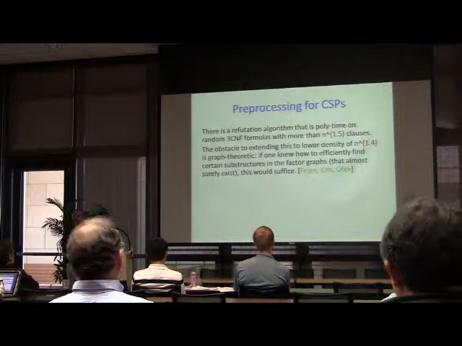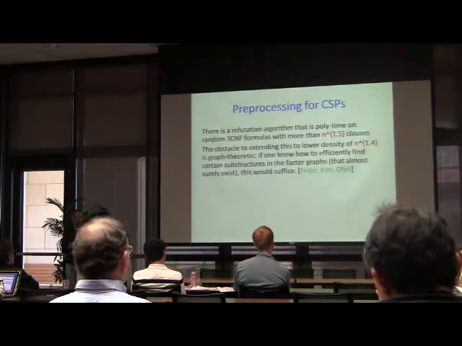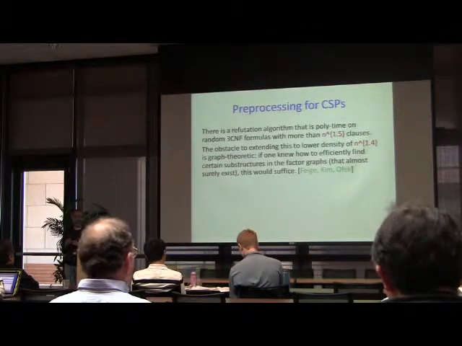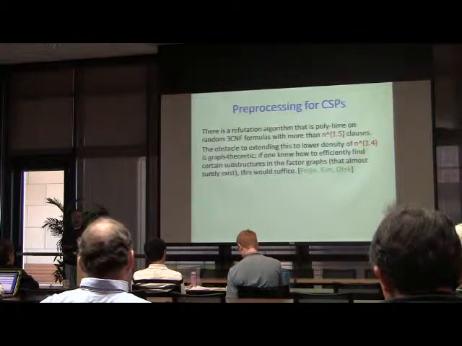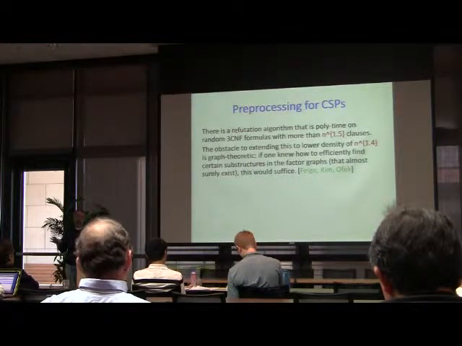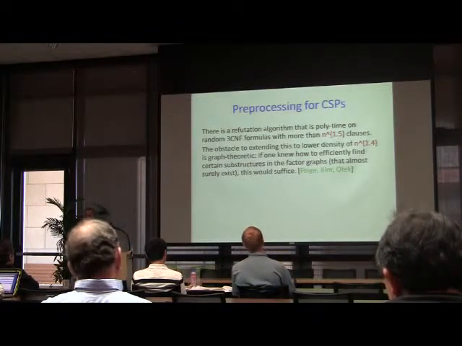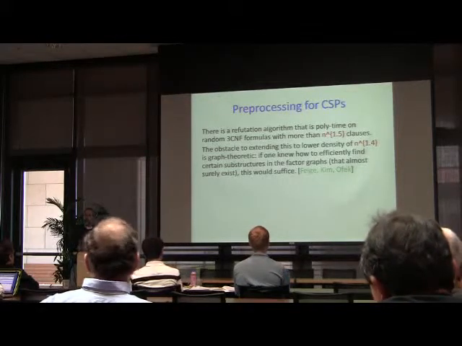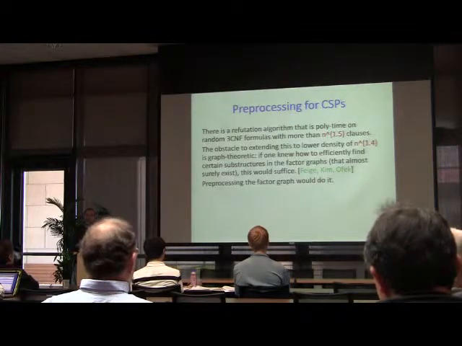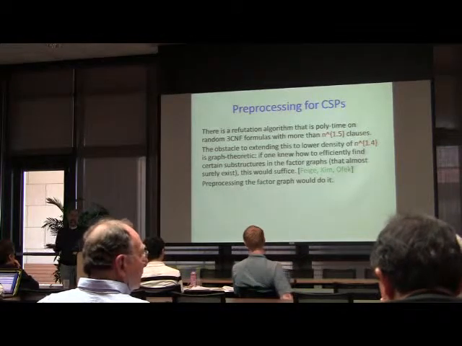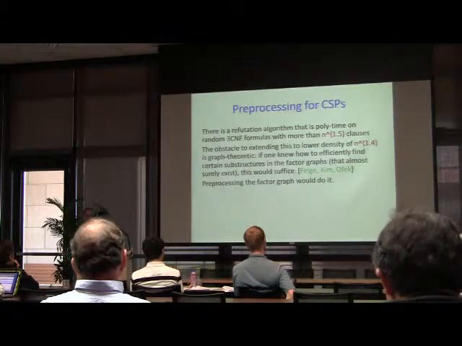Now, if we want to extend it to a lower density, not n to the 3/2 clauses, but a smaller number of clauses, let's say n to the 1.4 clauses, the only obstacle to extending these results is graph theoretic. It's only understanding the factor graphs of these formulas. These formulas should have certain substructures in them that are called even covers. I will not go into what they are. If you could find these even covers in the factor graphs, you'd be able to refute random formulas. The problem is only in finding them. So if you could preprocess the factor graph and find these even covers, give them as advice to your algorithm, you could refute random 3CNF formulas.